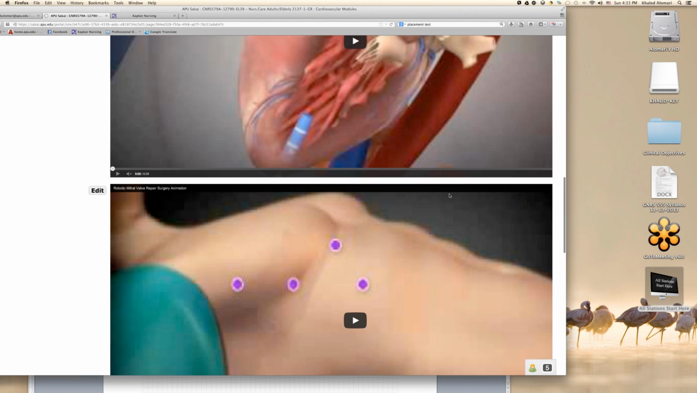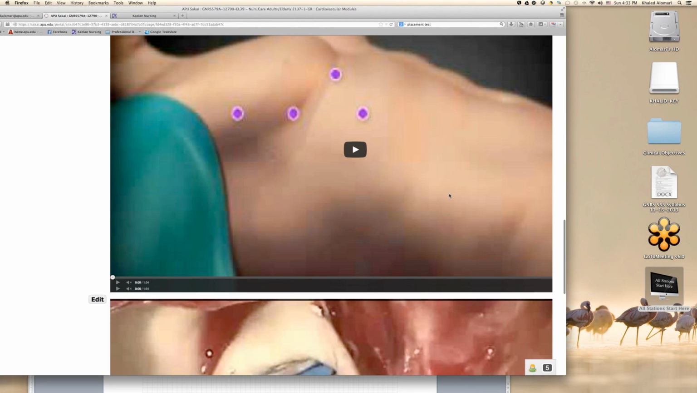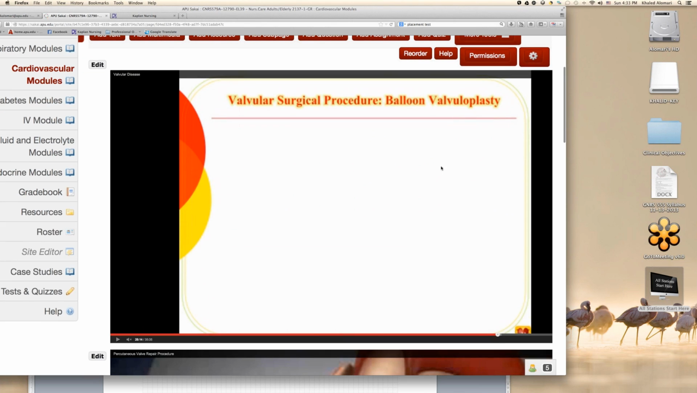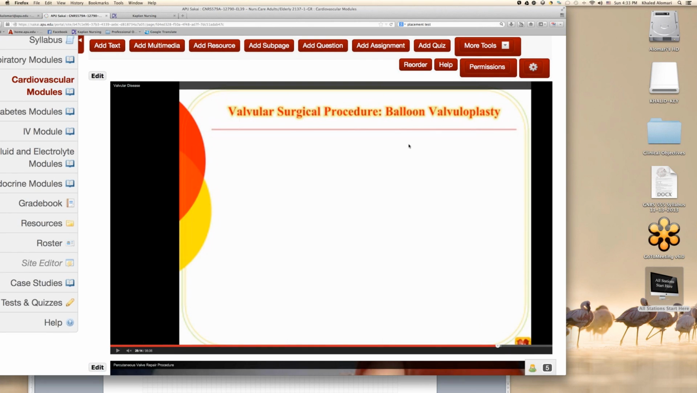Can you guys see this module? Okay. So what I care about is the general idea and the general description. I'm not sure why you didn't see it before. Okay, the general description of the procedures, mainly for your patient teaching.